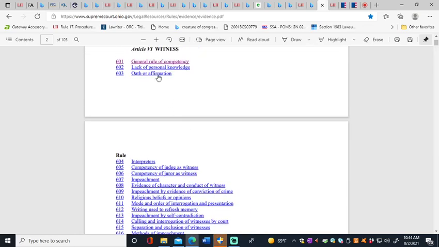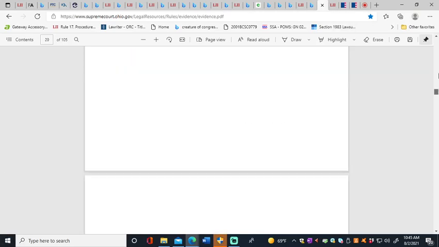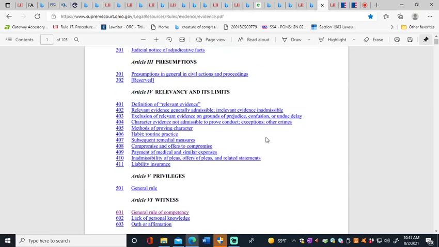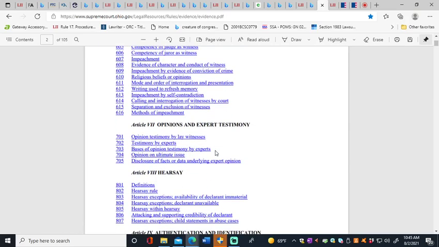Let's go here. Lack of oath. Before testifying, every witness shall be required to declare that the witness will testify truthfully by oath or affirmation, administered in a form calculated to awaken the witness's conscience and impress the witness's mind with the duty to do so. Okay? So everyone must take an oath or affirmation. You don't have to take an oath, but you can take an affirmation, right?